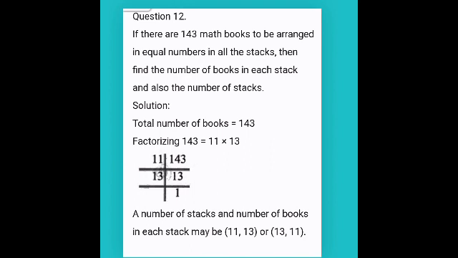So I am going to use the division method. 143 will divide in which table? It will come in 11 table. How many times? 13 times. So 13 will come in which table? 13 table. That is 1 time. So I am stopping there.